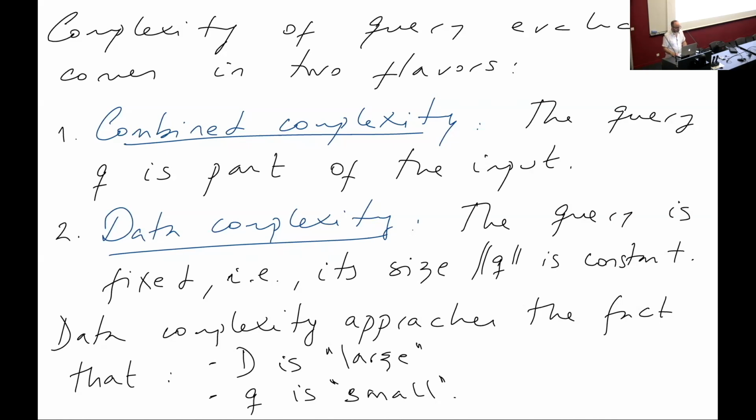Yeah? But we can also consider data complexity in which the query is fixed, right? So we can assume that its size is constant. And what is this trying to represent? Data complexity approaches the fact that D is large and Q is small, right? So the dependence on the size of the query should be considered differently than the measure about the size of the database.